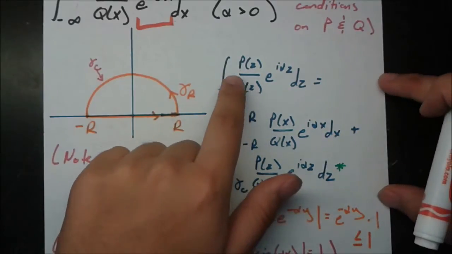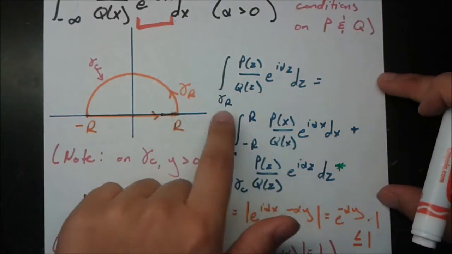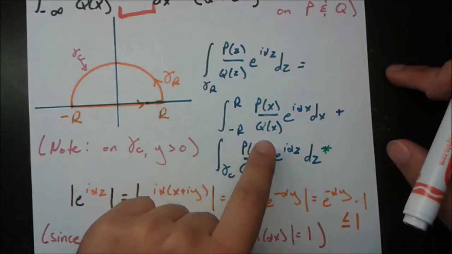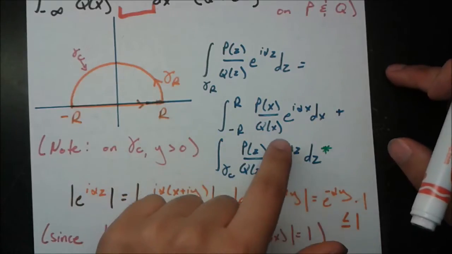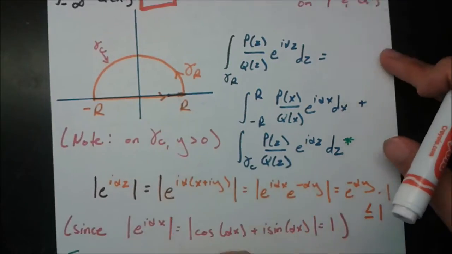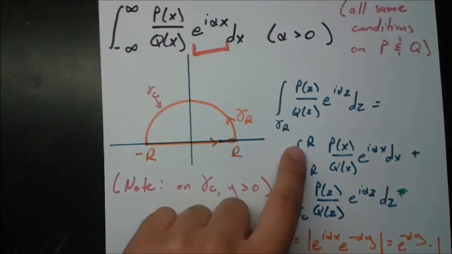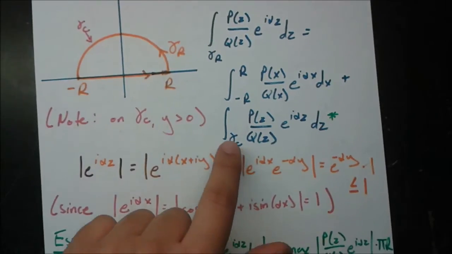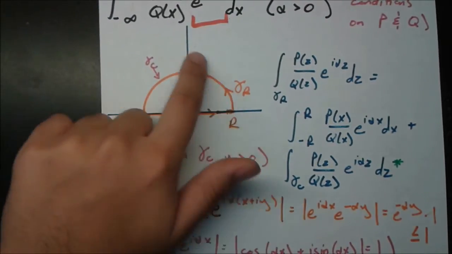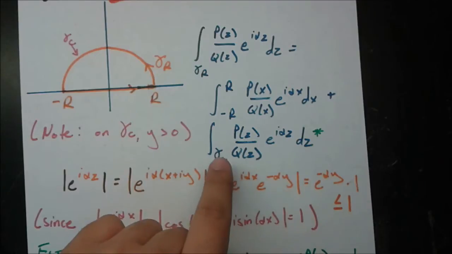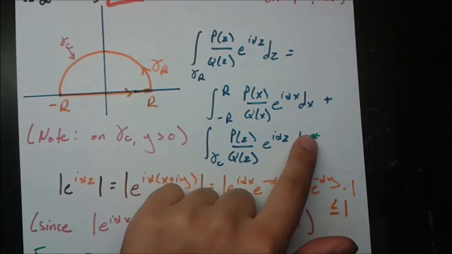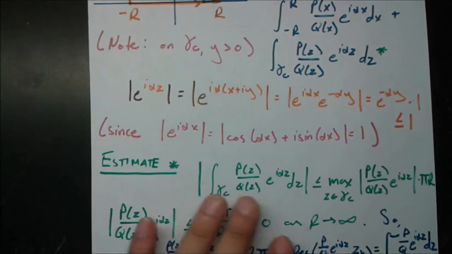So the integral of p of z over q of z e to the i alpha z dz over gamma sub r can be broken up as the integral from negative r to r of p of x over q of x e to the i alpha x dx. Notice they're all x's now because it's the real axis. And this is the integral we're interested in, as r becomes infinity. But we also have to add the integral on gamma sub c, because that's the other part of this curve: the integral on gamma sub c of p of z over q of z e to the i alpha z dz. I put a green asterisk here because we're going to use estimations to figure that out.